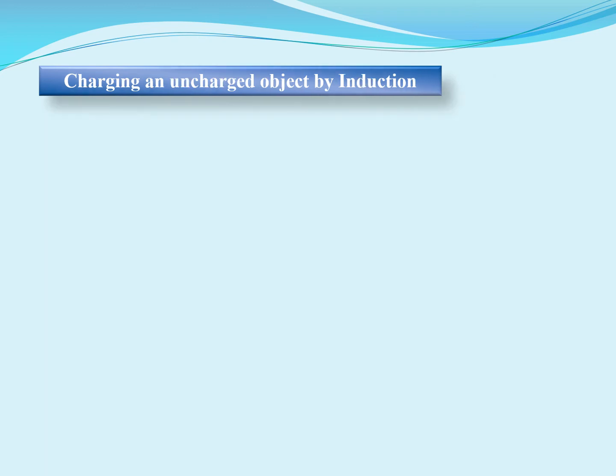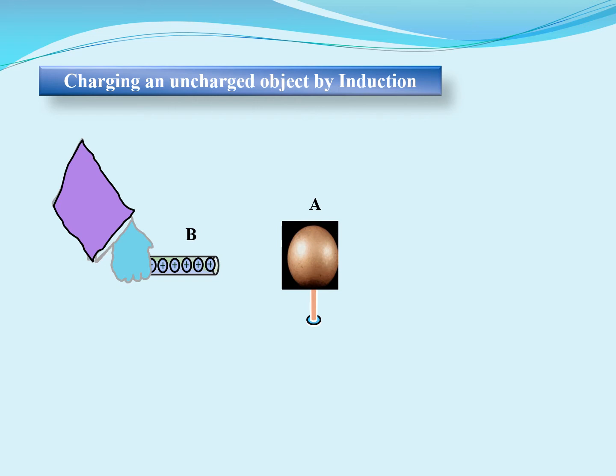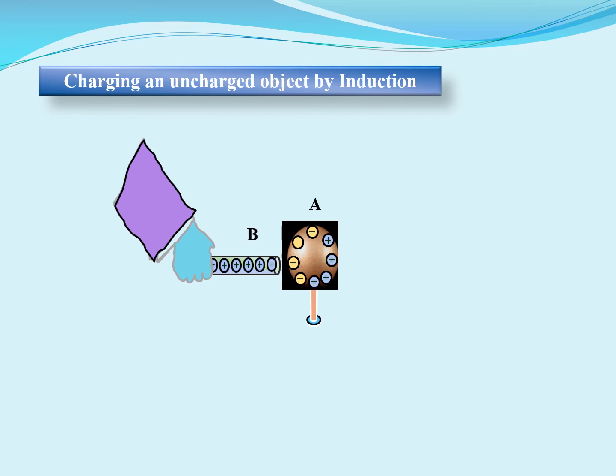Now let us consider I'm taking body A, which is a neutral body, placed on an insulating stand, and I'm taking a positively charged body in the form of B and bringing it very close to A. As soon as B is brought very close to A, but remember they're not in contact with each other, all the negative charges on the surface of A move towards B and all the positive charges on the surface of A move away from B. Hence, you have charge redistribution on the surface.